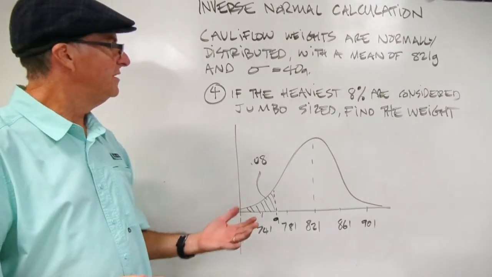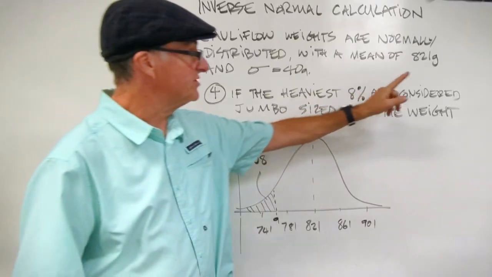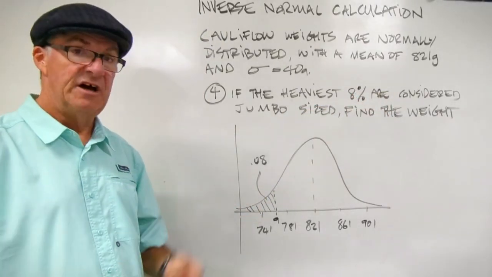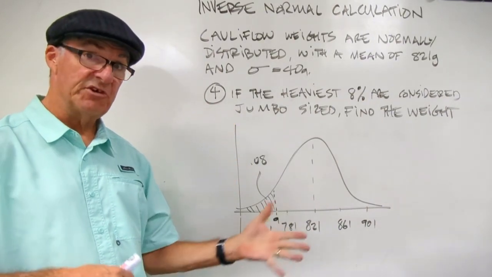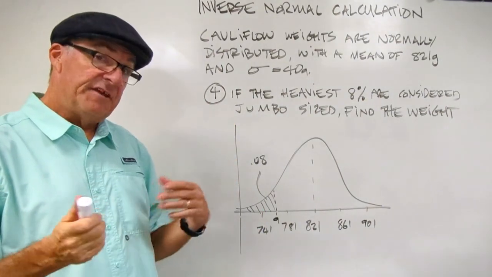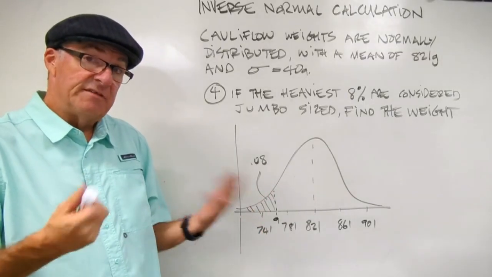Okay, here's a different prompt. If the heaviest 8% are considered jumbo-sized, find that weight. There's 2 ways to do this, one with your calculator, one with pretty much just your brain. So go ahead, think about that. See if you can do it 2 ways, and then come back.